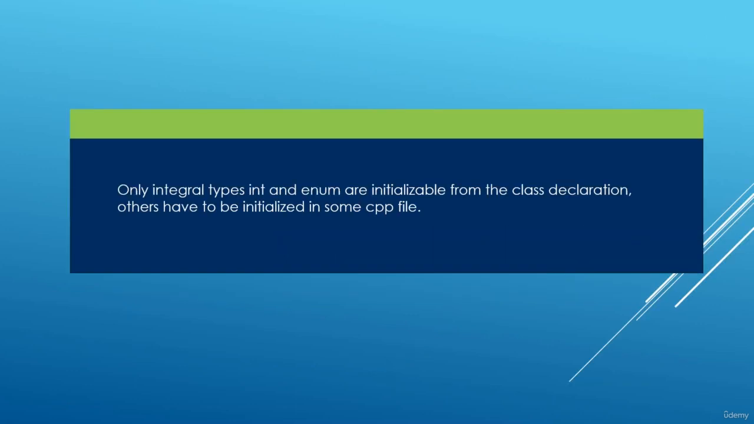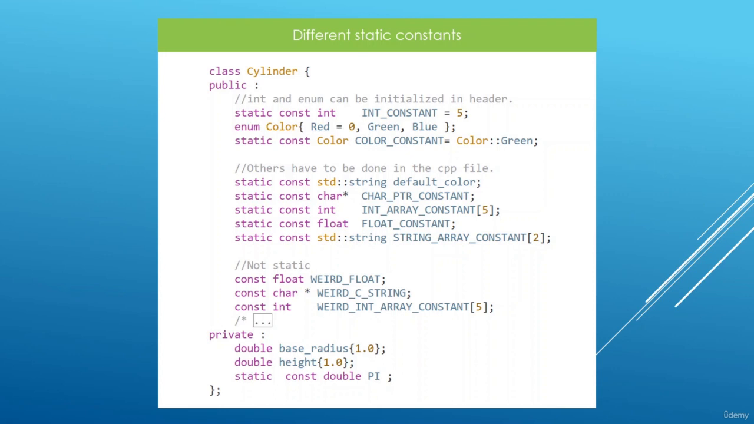Before C++17, you couldn't really do much in terms of initializing your member variables in the class declaration if they are static. Only integral types, and by this I mean int and enum types, were initializable from the class declaration. Any other type would have to go in the CPP file and be initialized from there, as we are about to see. So this is the rule. Let's look at an example here.